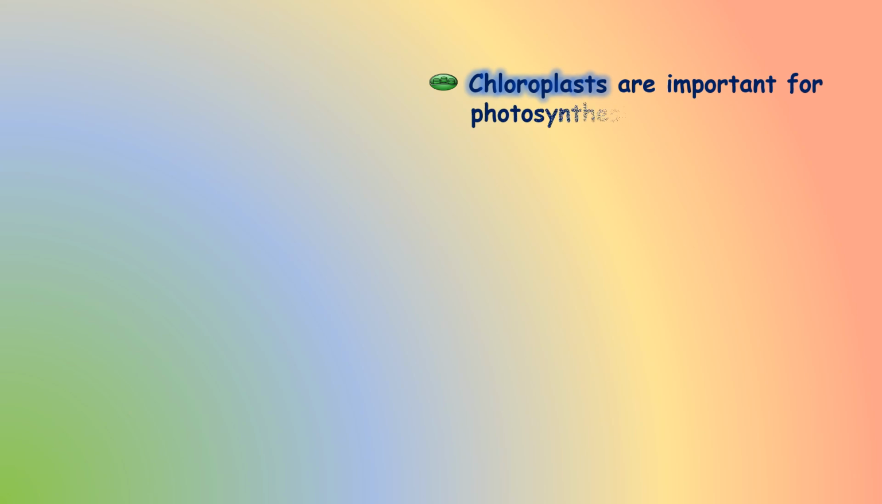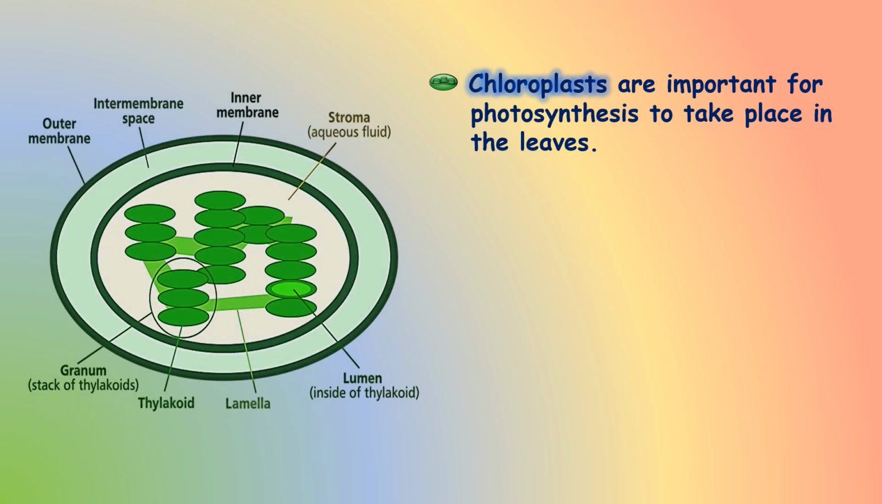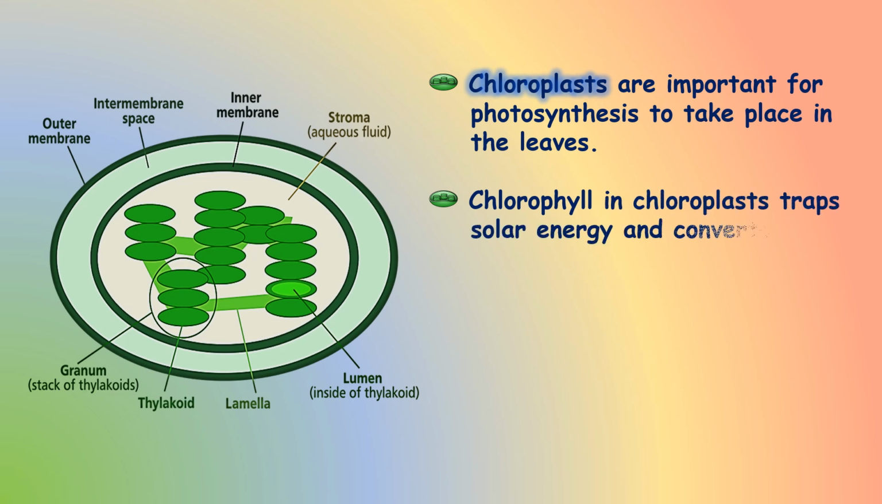The last one is the chloroplasts, which are important for photosynthesis to take place in the leaves. Now, chloroplast is the green plastid. Chlorophyll in chloroplast traps the solar energy or the sun's rays and converts it into chemical energy, which is the food of the plant.